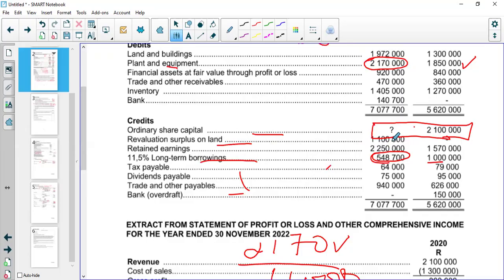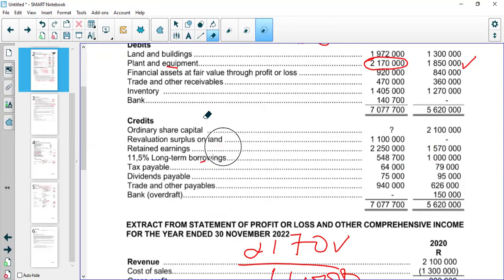What are they doing here? Are they crazy or what? What do they smoke? Because you can't give us a total like this. This would be stupid. You can't give students a total and expect them to calculate a missing figure.